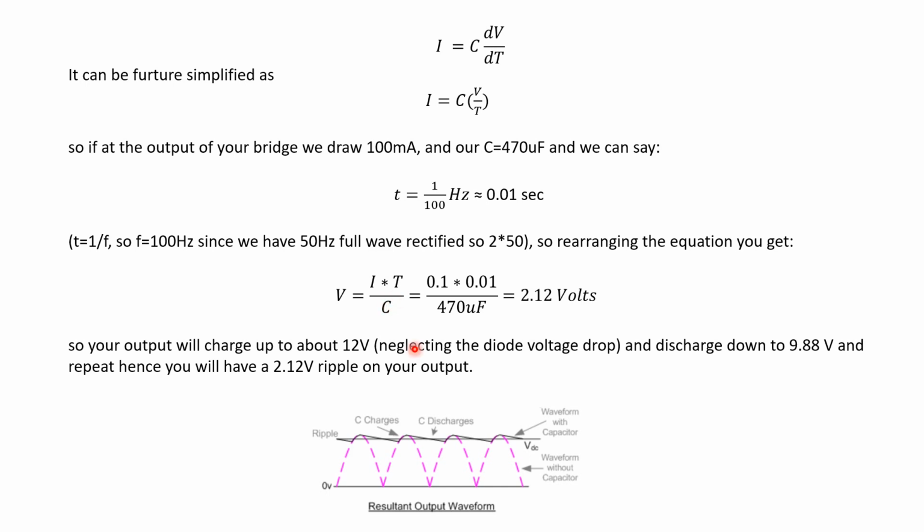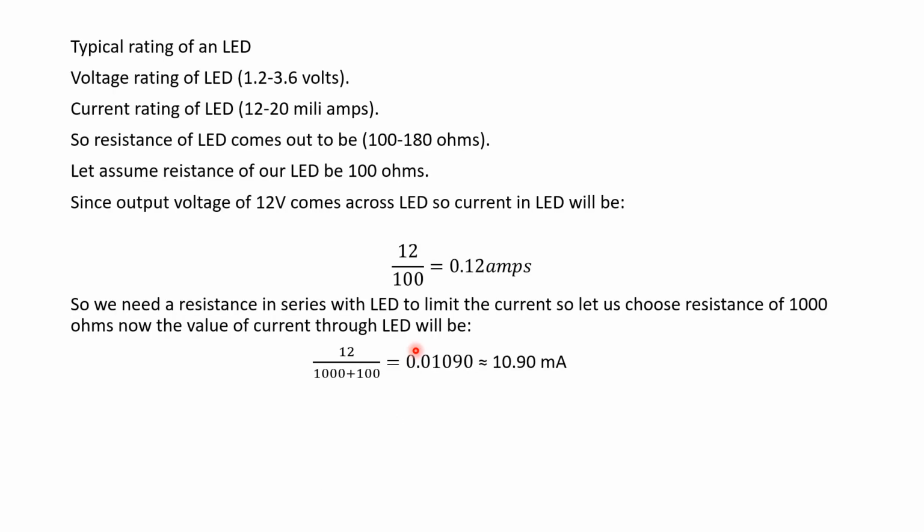Now let us see how to calculate the value of resistance, which will be connected in series with the LED. So what are the typical ratings of an LED? The voltage rating of LED is from 1.2 to 3.6 volts. Current rating is from 12 to 20 milliamperes. So if you calculate, the resistance of the LED will come out to be 100 to 180 ohms. So let us assume that the resistance of our LED is 100 ohms.